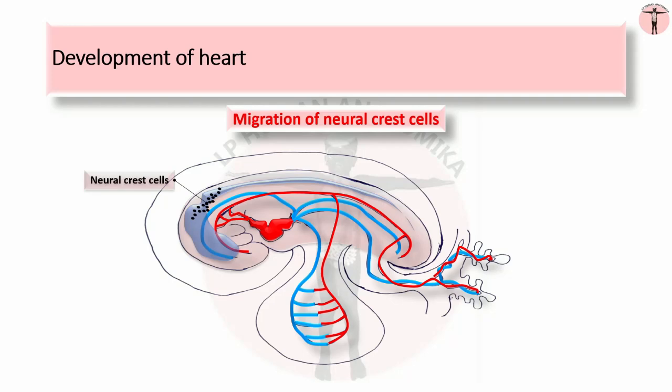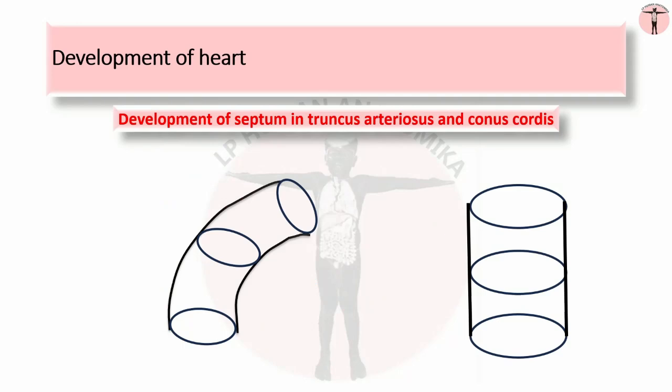Neural crest cells originating in the edges of the neural folds in the hindbrain region migrate through pharyngeal arches 3, 4 and 6 to the outflow region of the heart tube. So during the 5th week, the neural crest cells form a pair of ridges arising opposite to each other, called bulbar ridges or cushions or swellings in the conus cordis and the swellings in the truncus arteriosus. Together, they are called conotruncal ridges.